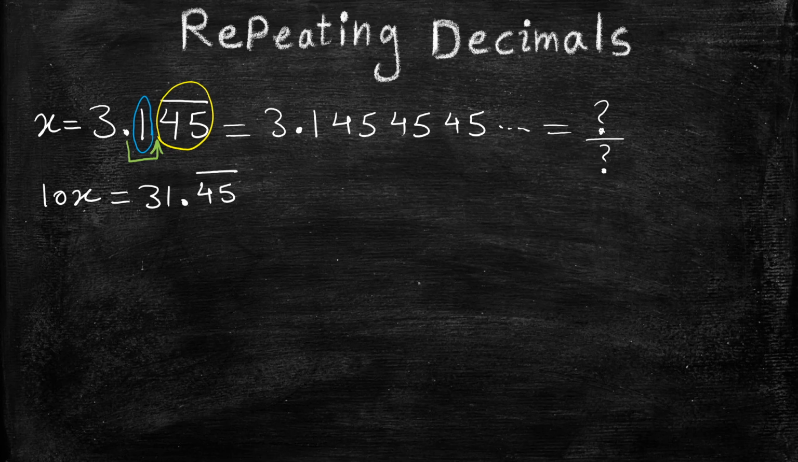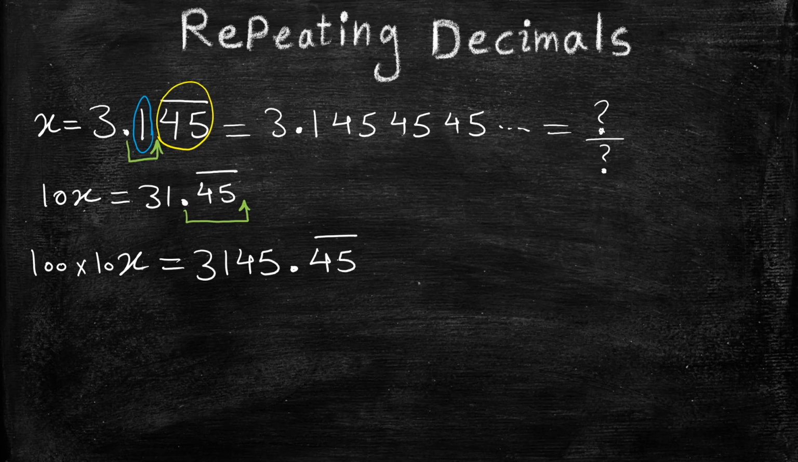How about I multiply 10x by 100, so basically 100 times 10x. Why do I do that? So that I shift the decimal point 2 more digits to the right, so I include the 45 here. So we will have 3145.45 repeating. Now the benefit of doing that is that if I subtract these two, now I can eliminate the recurring decimals completely.